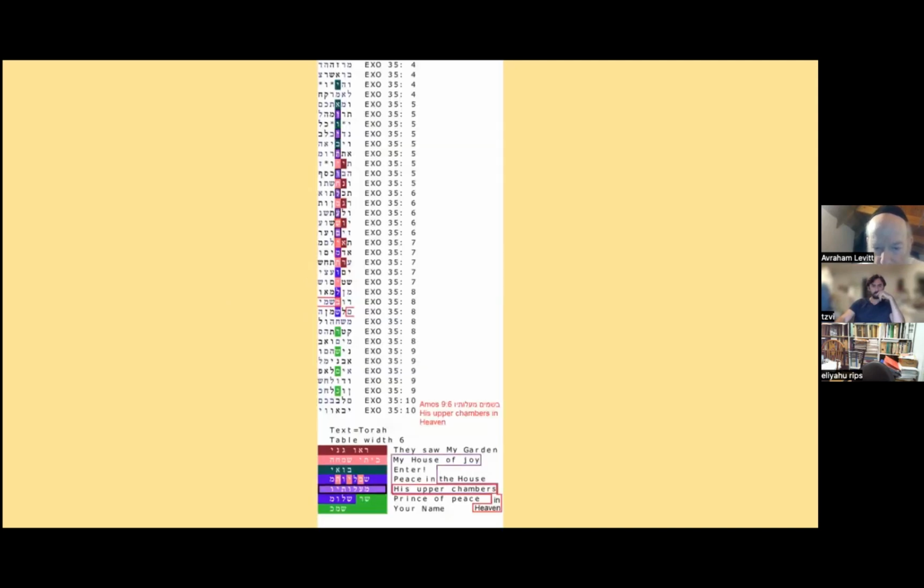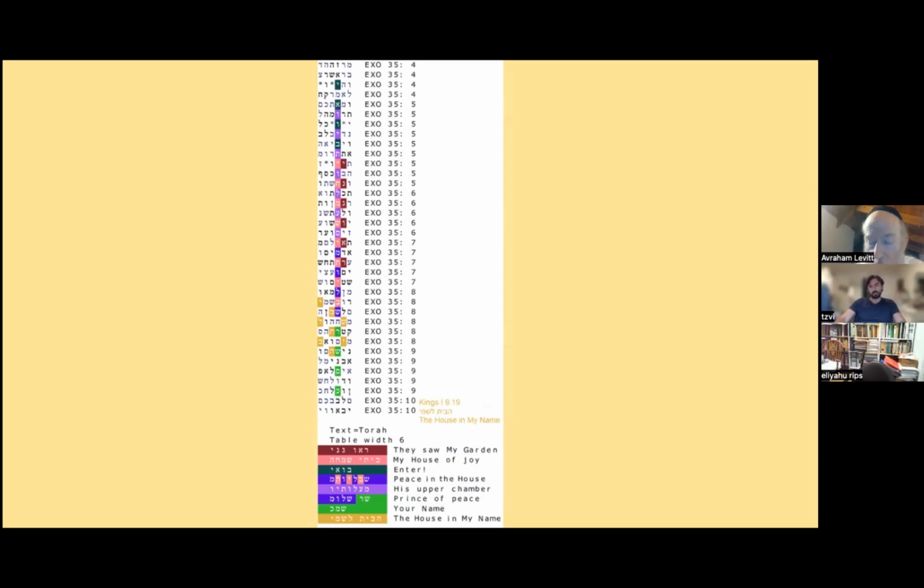We have from Amos chapter 9, his upper chambers in heaven, Bishamayim Me'alatav. That Bishamayim is in red twice. You can see it horizontally and vertically, and it's joining with the other word to form that word pair. Isaiah talks about, in one verse, it lists about 5 or 6 names of Mashiach. Sar Shalom is one of them, Prince of Peace, and that's also occurring in this code. Finally, there's an 8-letter word pair, the house in my name.